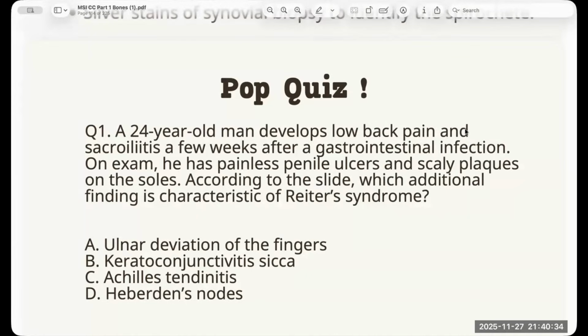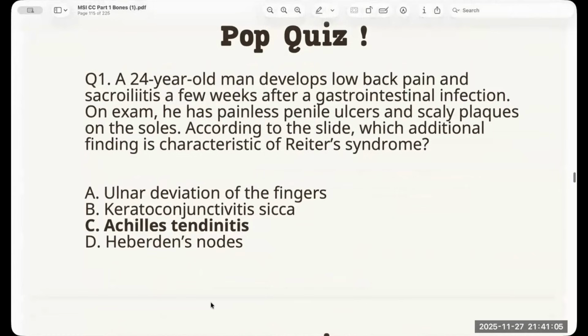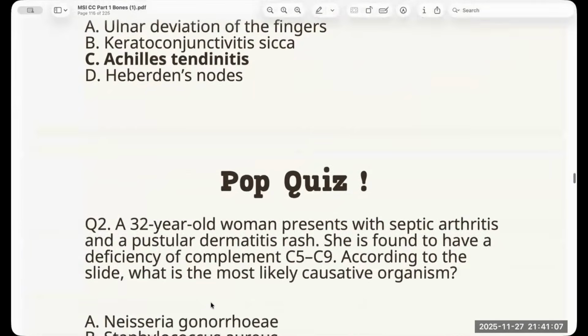We have come to the conclusion that this is Reiter syndrome for a fact. Okay, painless penile ulcers, osteomyelitis, scaly skin lesions on the soles, and all. Which of the following is also characteristic of Reiter syndrome? I'm gonna give you guys a moment. Achilles. We mentioned it. Okay.